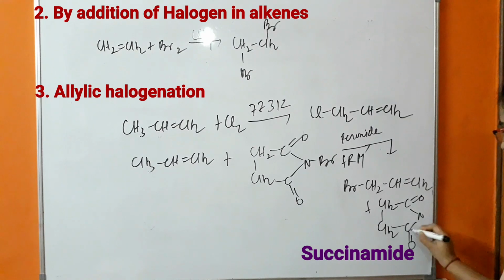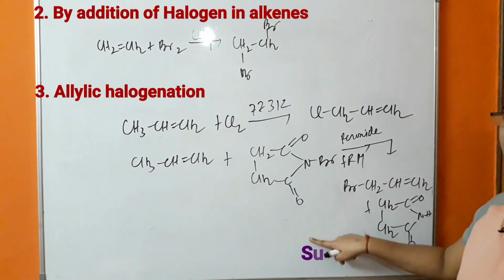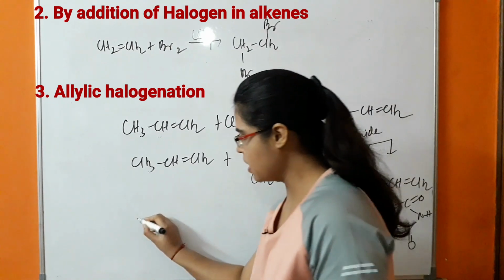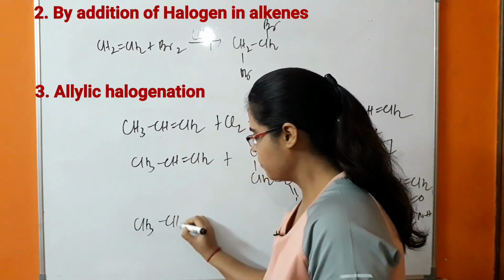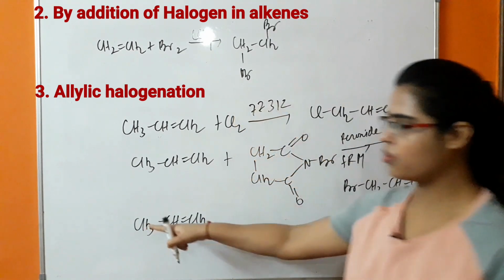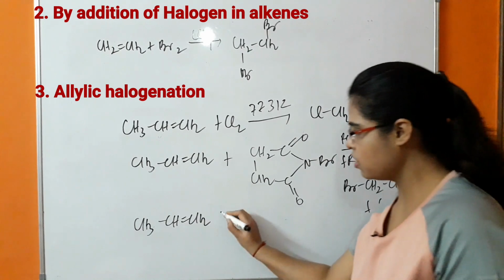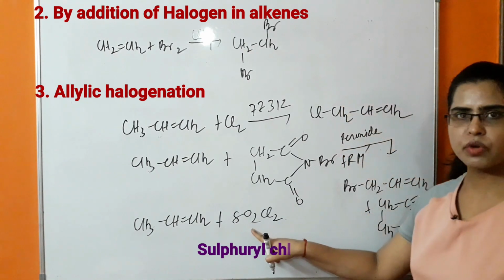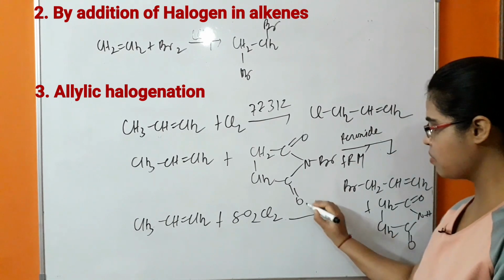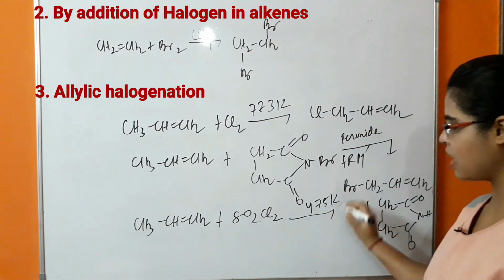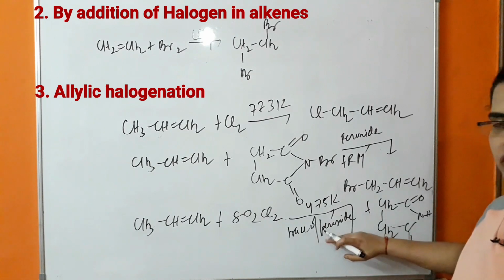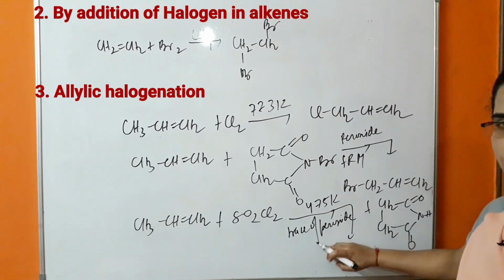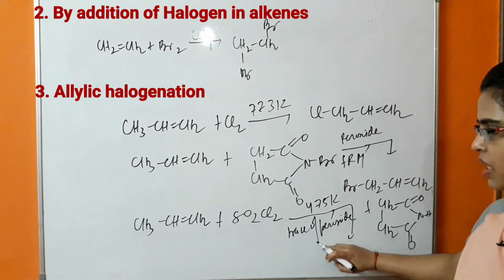So this is succinimide. Similarly, for chlorination, there is another method. For chlorination at the allylic position, we can use sulfuryl chloride. This reaction takes place at 475 Kelvin, and a trace of peroxide is taken. So this reaction also takes place by a free radical mechanism.